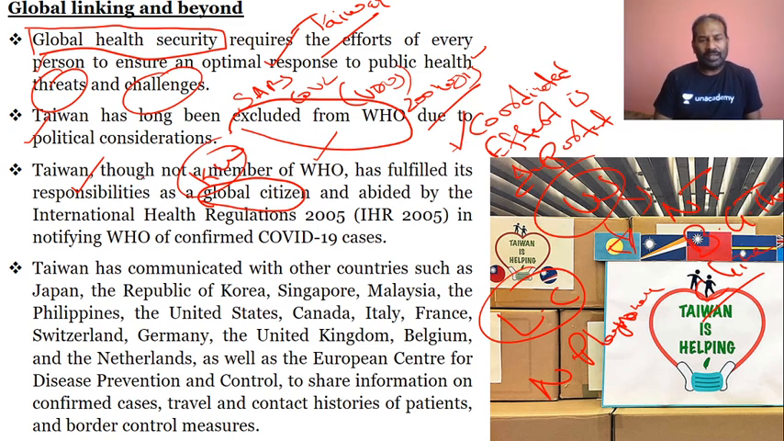And then it has acted as a responsible global citizen and abided by the International Health Regulations 2005. So IHR 2005, even though it is not a member of WHO, excluded from WHO, still it has acted as a responsible global citizen, and it has also abided by the rules and regulations, or terms and conditions, of the International Health Regulations 2005. Again, this is from the prelims point of view.